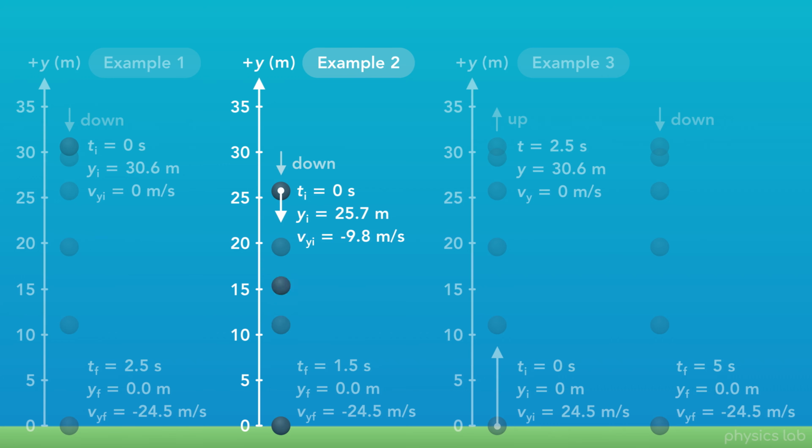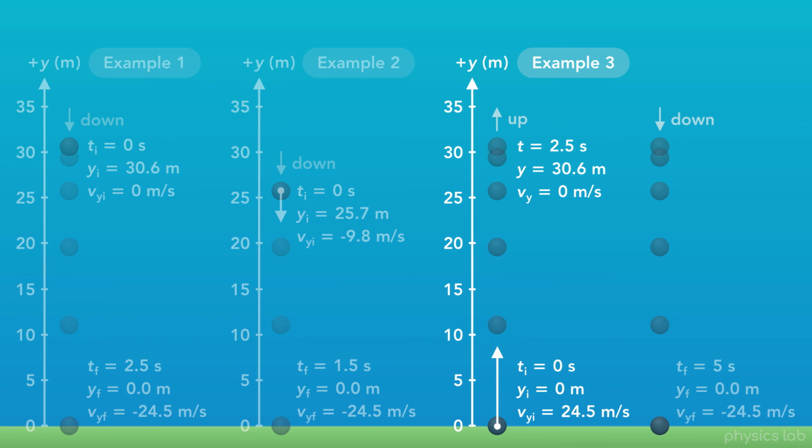In example 2, the ball started at 25.7 meters with a velocity of negative 9.8 meters per second. It hit the ground in 1.5 seconds with a velocity of negative 24.5 meters per second. In example 3, the ball started at 0 meters with a velocity of 24.5 meters per second upwards. It reached a maximum height of 30.6 meters in 2.5 seconds, and the velocity was 0 meters per second. Then it fell down, and 2.5 seconds later, it hit the ground with a velocity of negative 24.5 meters per second.